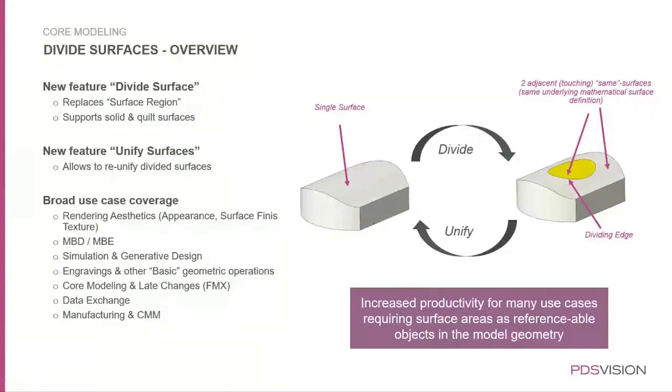When it comes to use cases, there are a lot of them. If you think about painting only part of the surface, applying some surface roughness only to part of the surface, applying forces, supports and stuff like that to only a part of a surface, it is quite nice nowadays to be able to do that in Creo. Also in manufacturing and coordinate measuring, it is much easier now to define exactly where you want to go when you have your split surfaces with you.